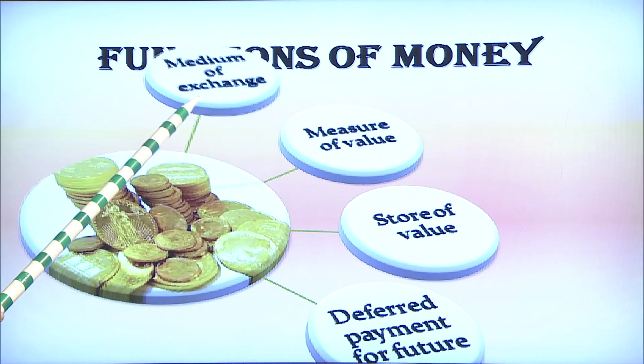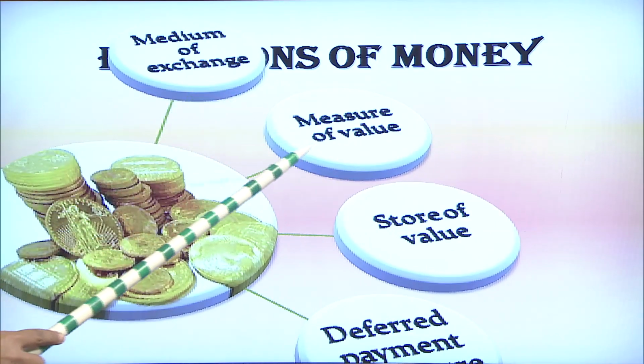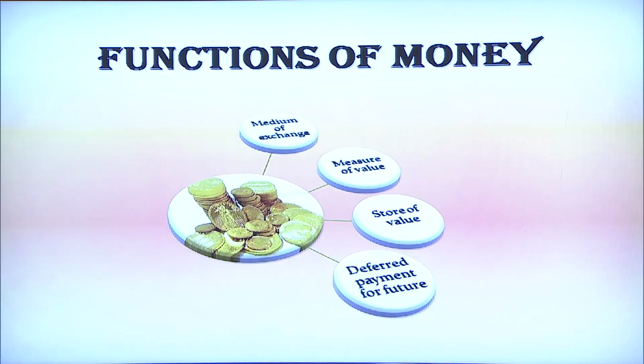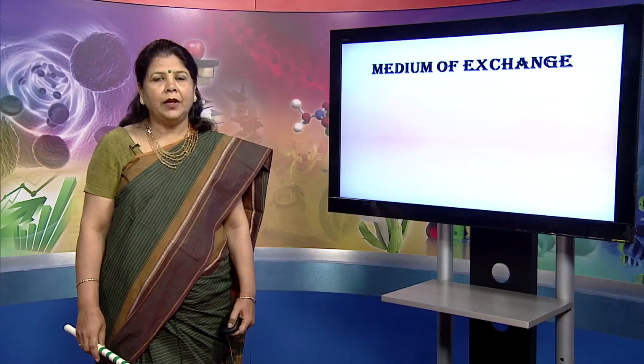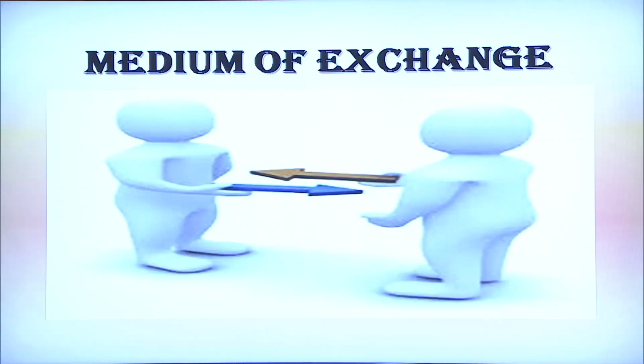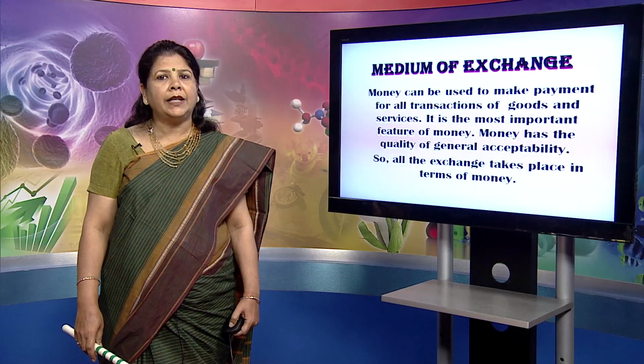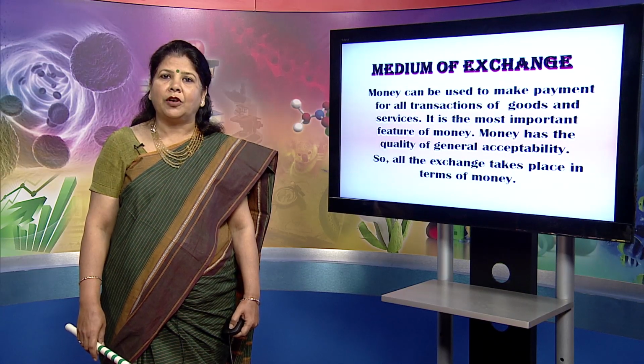Money, as we can see, is a medium of exchange, a measure of value, a store of value and a standard for deferred payment. We need to understand each of these functions individually. Let us come to the first one, the medium of exchange. Money can be used to make payment for all transactions of goods and services. It is the most important feature of money. Money has the quality of general acceptability. So, all the exchange takes place in terms of money.